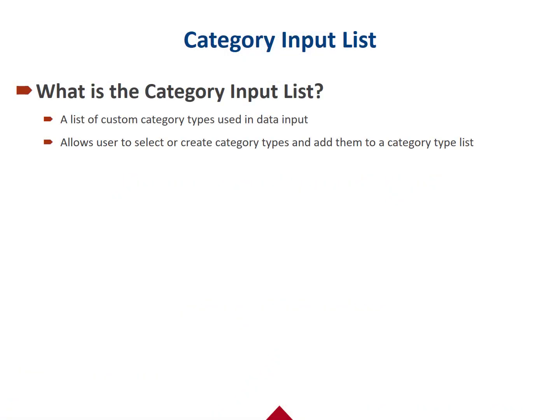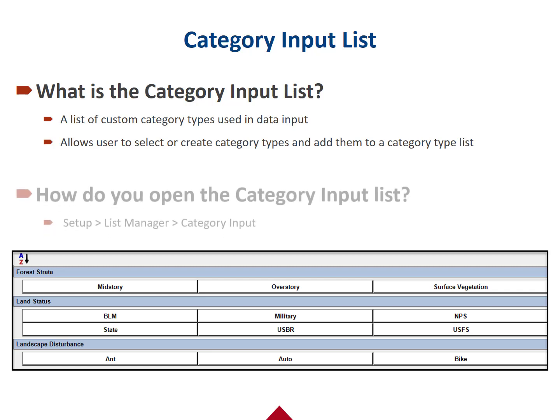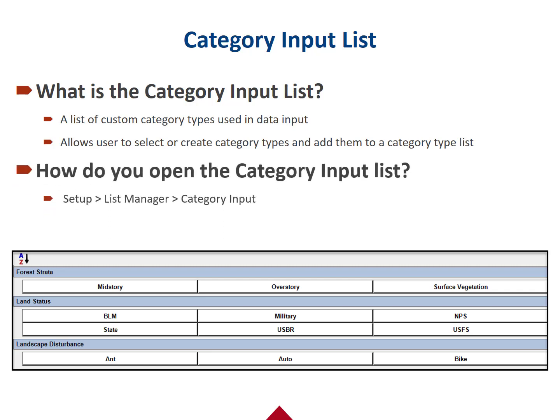This tutorial will show you how to create and edit categories, such as surface cover, for sampling protocols. For more information about creating protocols, please see the Creating Protocols tutorial. The Category Input List allows the user to customize a suite of specific categories for one or more sampling protocols. Let's see how it's done.